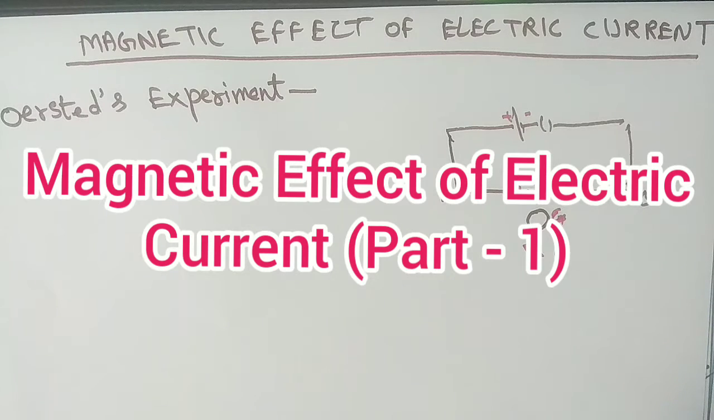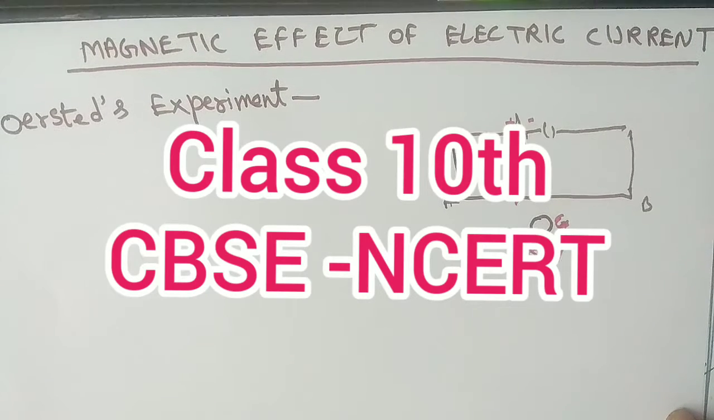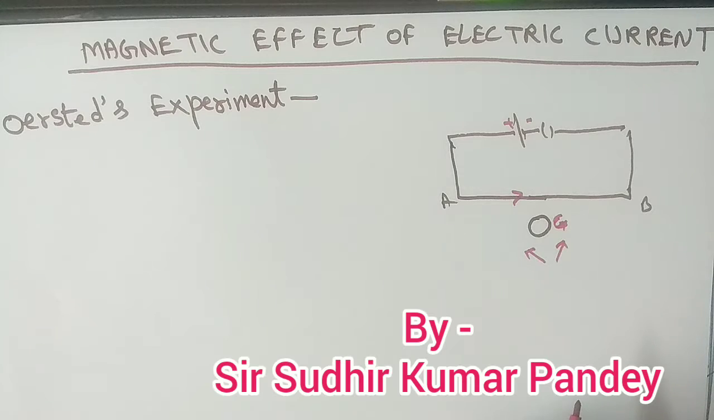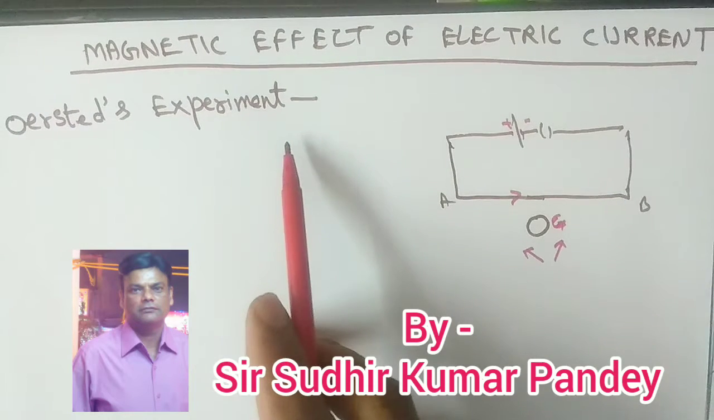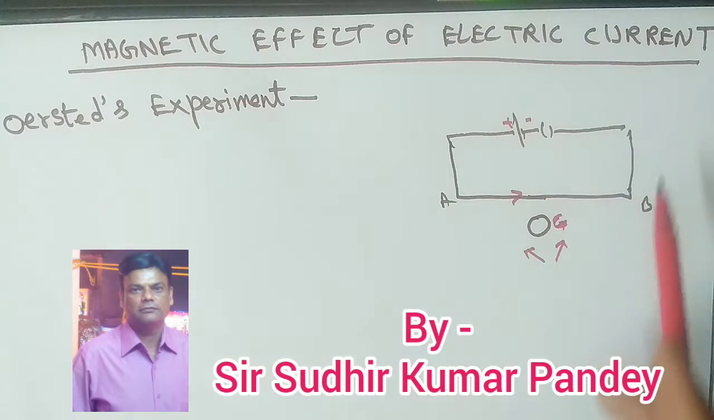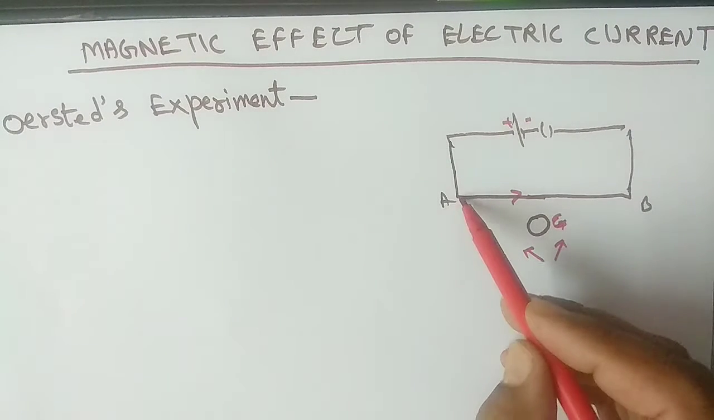Hello students, in the previous chapter we had discussed the heating effect of the electric current. Now in this chapter we will discuss the magnetic effect of the electric current. To know the basics of this effect, first of all we'll discuss the Oersted experiment. So, the Oersted experiment, see this circuit.